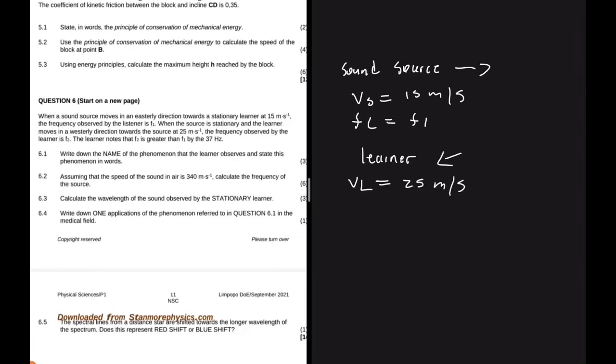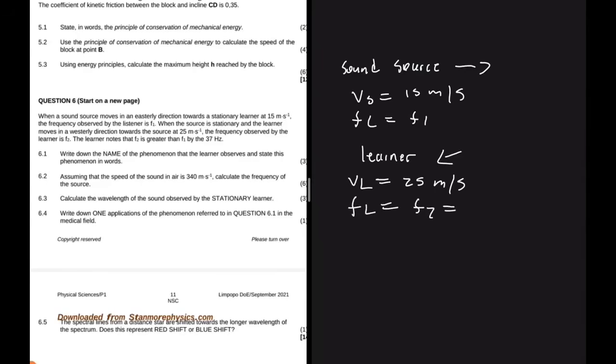The frequency observed by the learner is F2. So we have frequency observed, which is F2. It goes on to say that F2 is greater than F1 by 37 Hertz, right? So we're gonna get F2 equals F1 plus 37 Hertz.